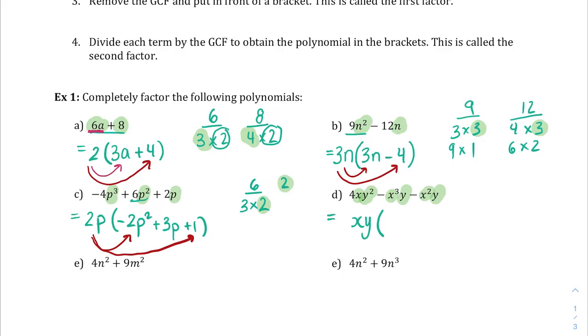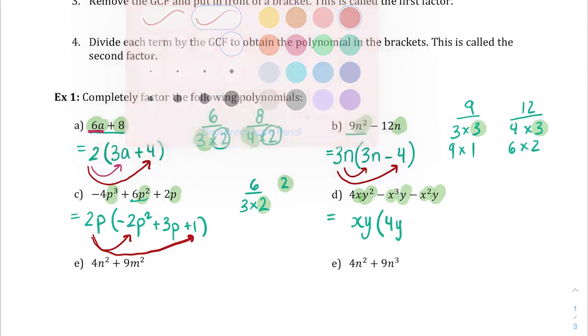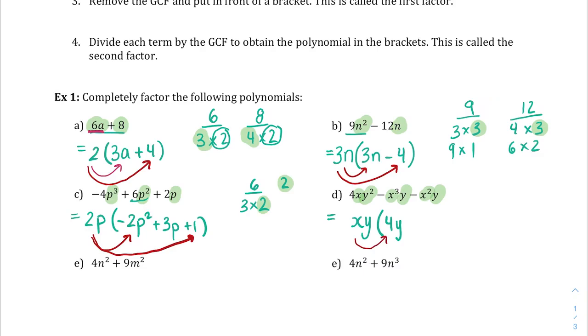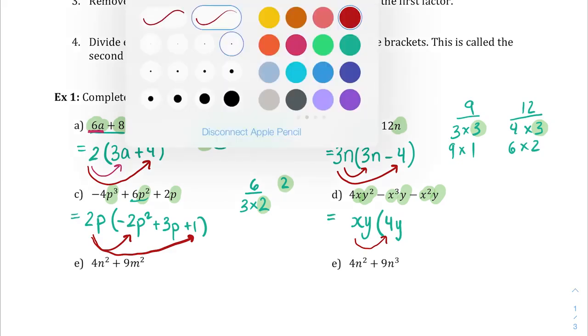xy times what will give you 4xy squared. So that'll be 4y. Again, quickly check. xy times 4y will be 4xy squared. So it's correct. Good.